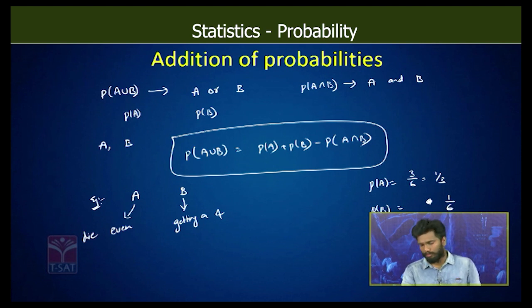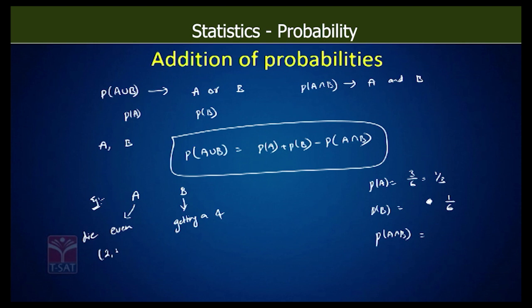Now probability of A intersection B. So probability of A intersection B ఏంటి, మనకి ఈవెన్ నెంబర్స్ ఏంటి ఇక్కడ 2, 4 and 6. మనకి ఇక్కడ గెటింగ్ ఏ నెంబర్ 4 అవుట్కమ్స్ ఏంటి, favorable outcomes? 4. So is there any intersection part? Yes, 4 is a part of an even number. So it is 1 by 6 again.